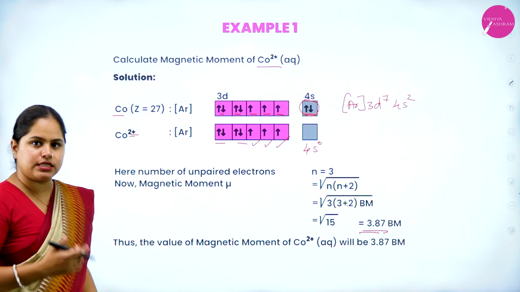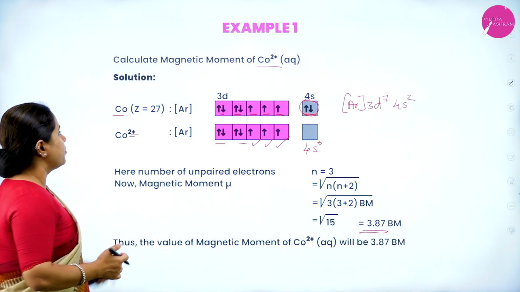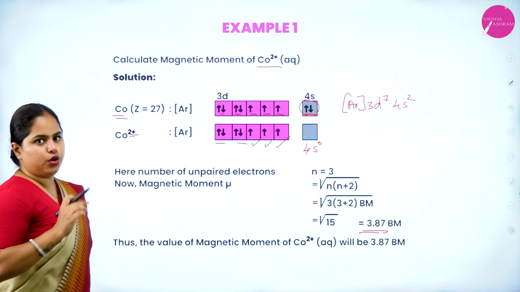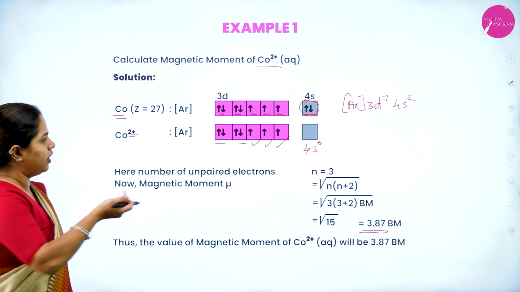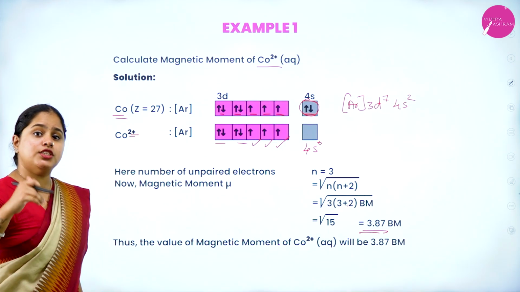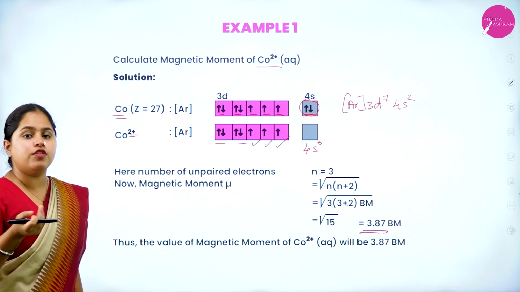So I hope it is clear. This is how you have to calculate. So for the element at ground state, we need to know, and then in the excited state, that is 2 plus or 3 plus, we have to write the electronic configuration and then check the number of unpaired electrons.